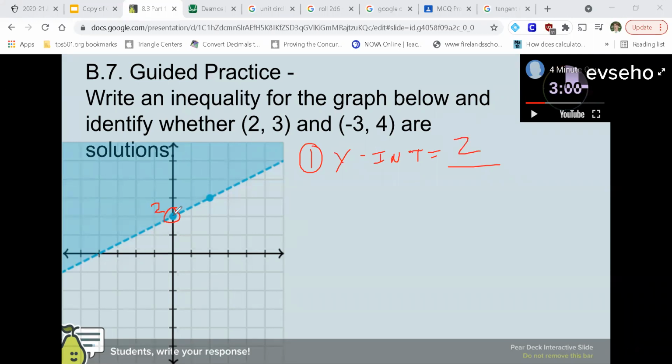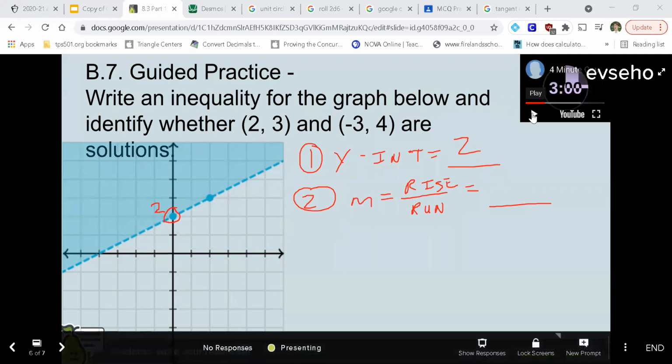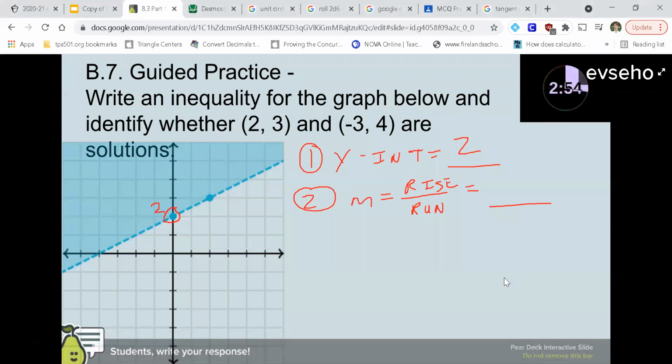All right, now I need the slope. So again, I need the rise over the run. So how much do we go up and over? Up 1, over 3. You have a minute to decide between 3 and 2. It goes over 3. It goes over 1. Goes over 2 and up.